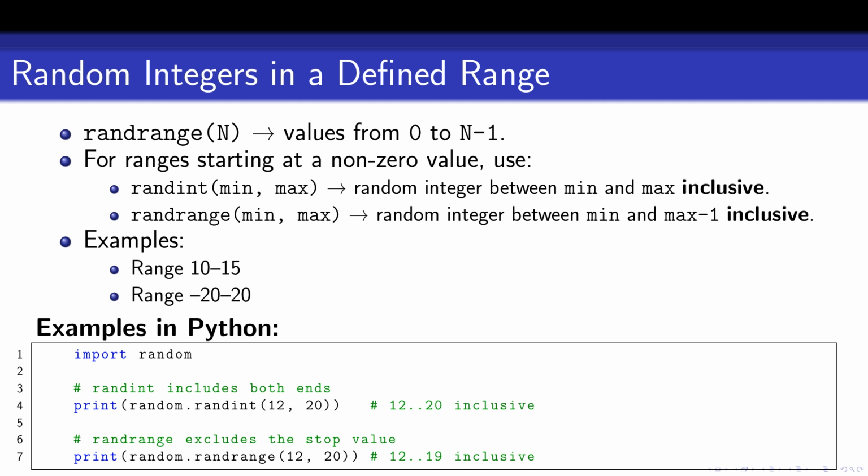Often, programmers need random numbers within a custom range that doesn't start at 0. In this case, Python provides both randint and randrange with 2 arguments. Randint generates a random integer between the minimum and maximum values inclusively, while randrange generates an integer starting at the minimum but excluding the stop value. For example, randint between 12 and 20 will produce any number from 12 through 20, while randrange with the same arguments only goes up to 19.